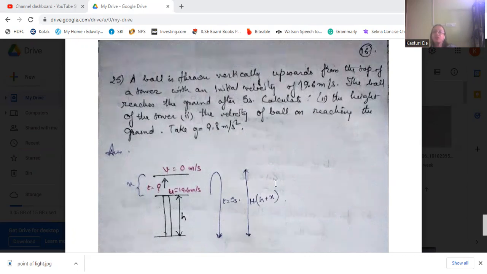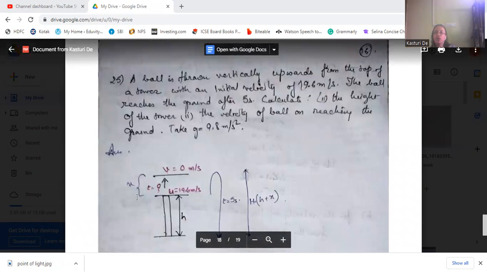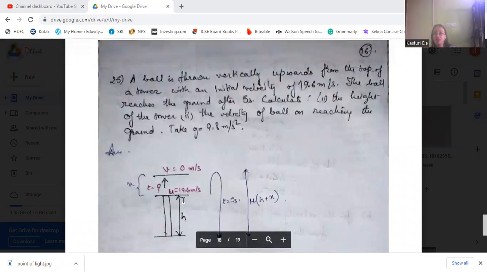So see, this is the tower, standing on the ground. Its height is h meters, and here the initial velocity from the top of the tower, the ball is thrown upwards, is 19.6 meters per second. And when it is reaching the maximum height, that velocity becomes 0 meters per second. Now from there, the ball is coming down to the ground.